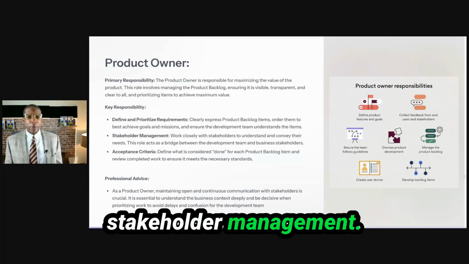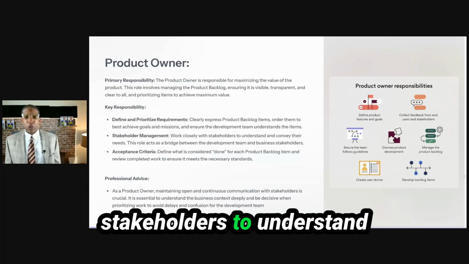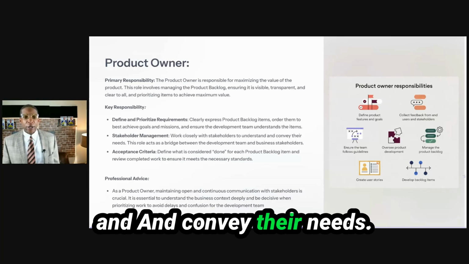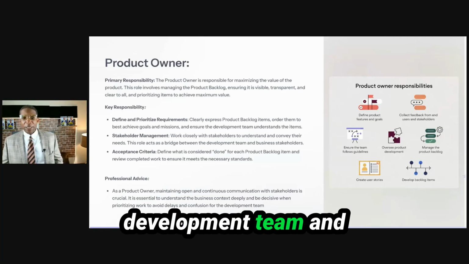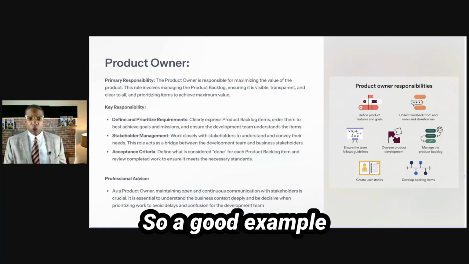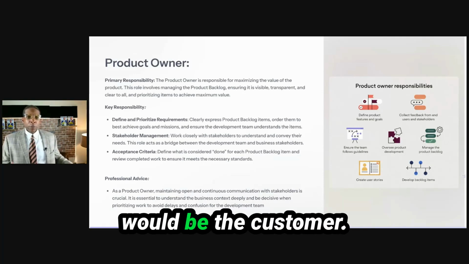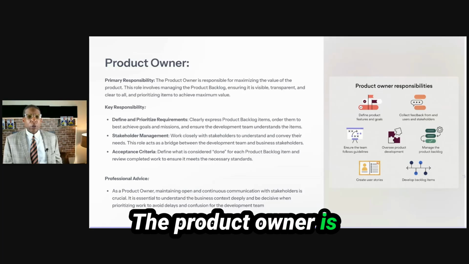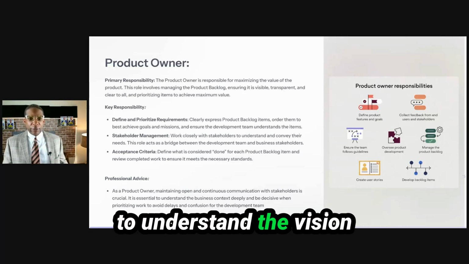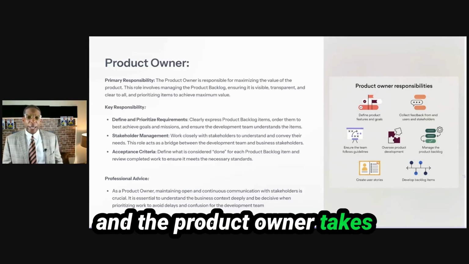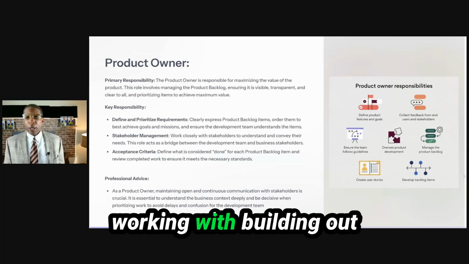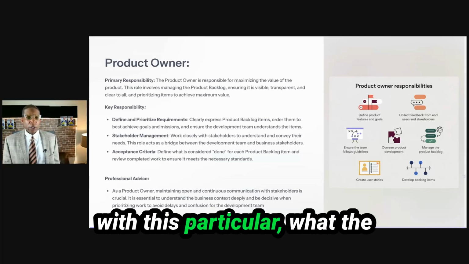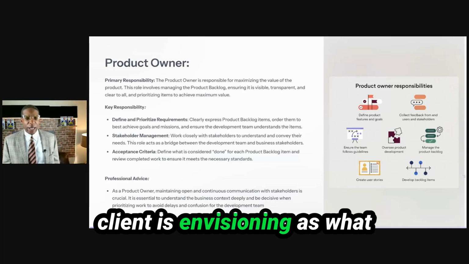Then you have stakeholder management. You work closely with stakeholders to understand and convey their needs. This role is really more or less a bridge between the development team and business stakeholders. A good example would be the product owner working with the customer to understand the vision, and the product owner takes the vision and dials it down. And then the team starts building out what the client is envisioning as the end product.